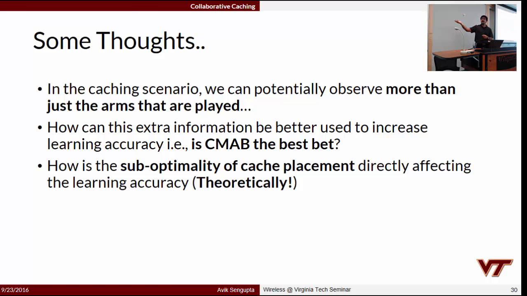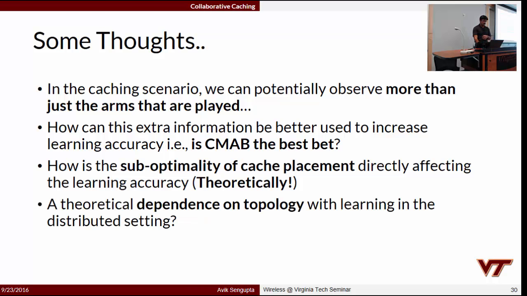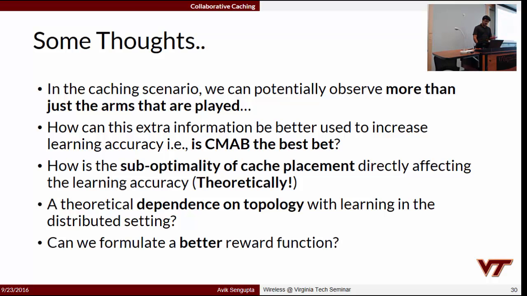Another question is, as I said, how is the suboptimality of cache placement directly affecting the accuracy of the learning? Because they are interconnected, right? So we have seen that with optimal cache placement, you still make life hard for the MAB to learn properly. And I think the most important question here is, what is the theoretical dependence of the topology on this learning process itself? Because we do it for one shot and we observe things over time, but what if it becomes a probabilistic connectivity model? Then how do you incorporate that into an overall learning process? And again, finally, can we formulate a better reward function, which is tied into all the questions that we had.